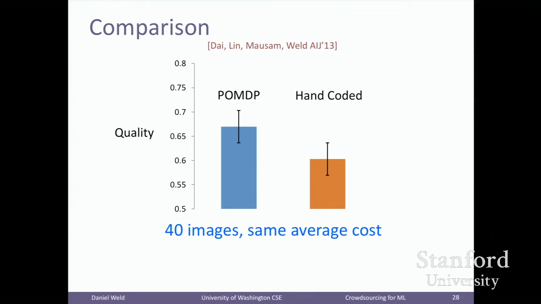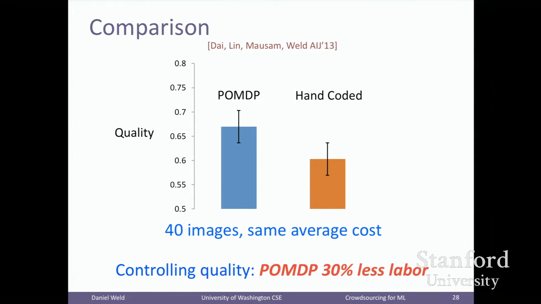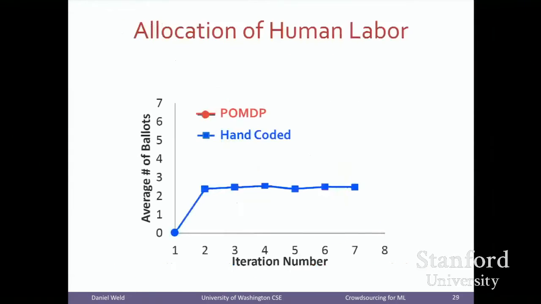So first of all, with a POMDP, we're able to generate much higher quality captions for the same cost. Or if we control for the quality, then we're able to generate them at much reduced cost. So 30% less labor. That's kind of cool. What's more interesting, though, is actually what the system does.